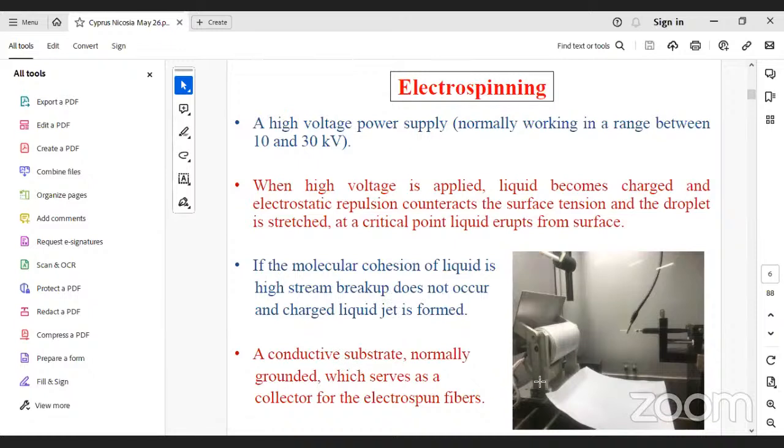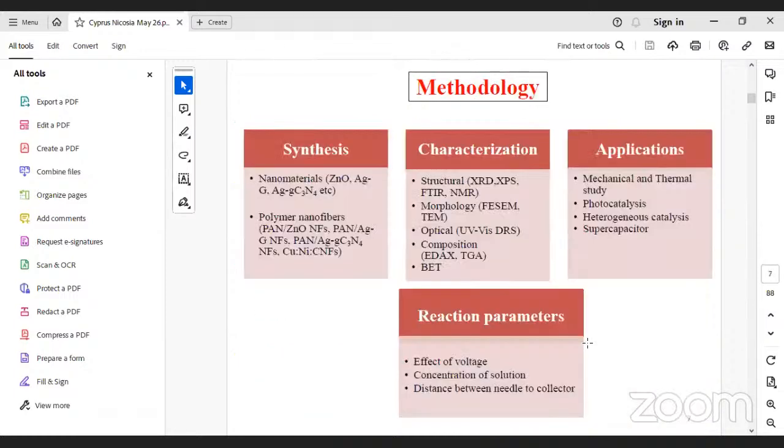A conductive substrate is there. Here is the substrate, where this is the drum. We call it a substrate, where the fibers get collected and roll over the surface, normally grounded, which serves as a collector for the electrospun fiber. Vertical or horizontal view. There are two ways of drawing the fiber: one is by the vertical means and another is by the horizontal means.